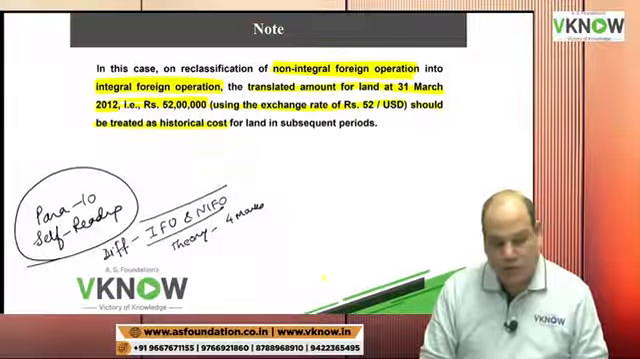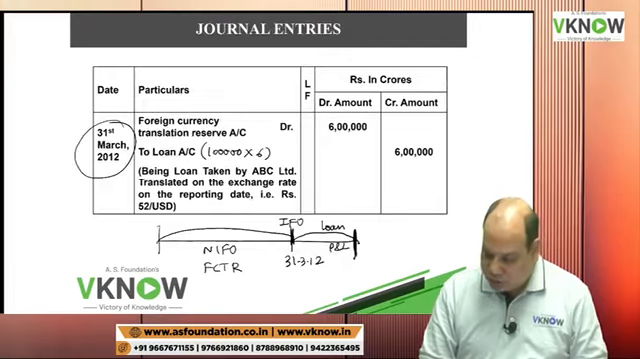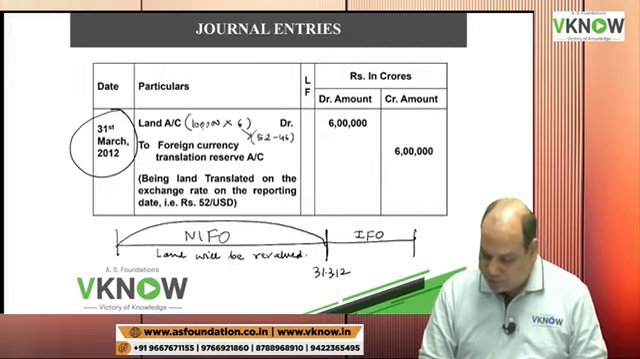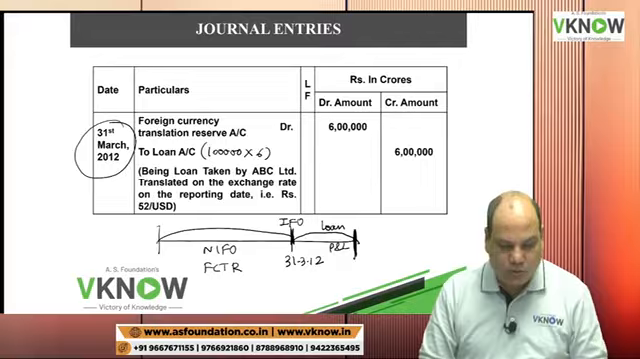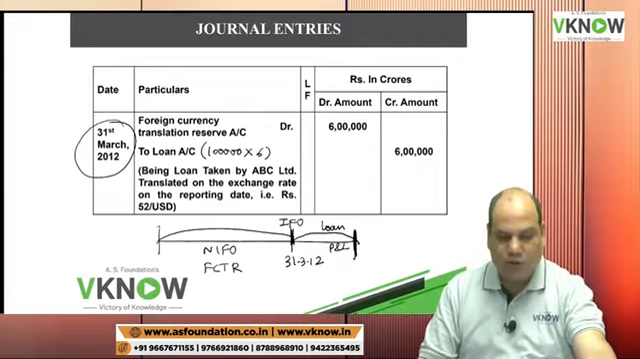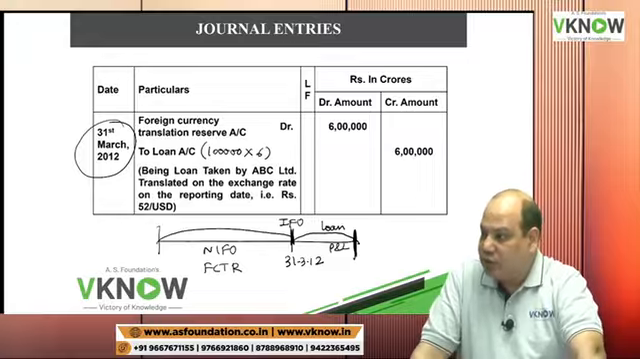One student is asking a query: can we pass an entry like this? Land account debit 6 lakh to loan account. Loan account how much? You have not mentioned the amount. Incomplete question cannot be answered.